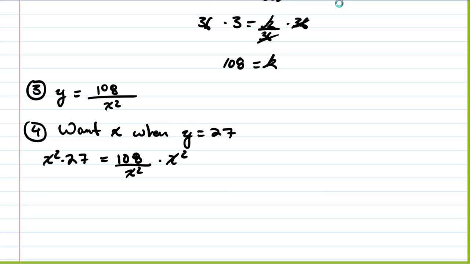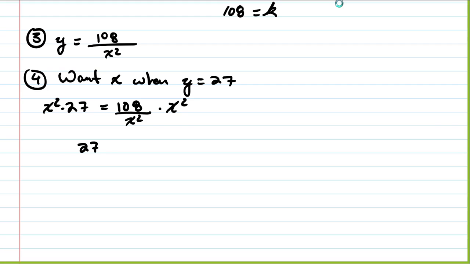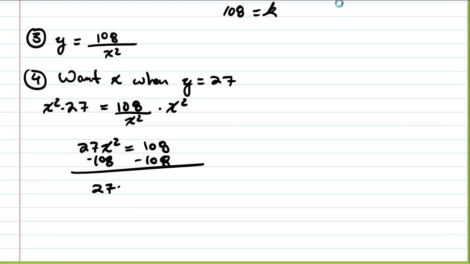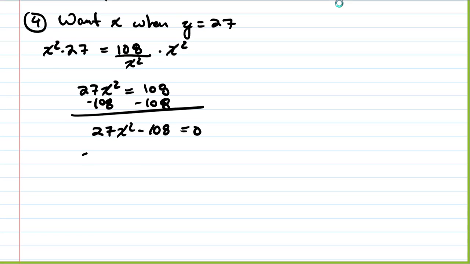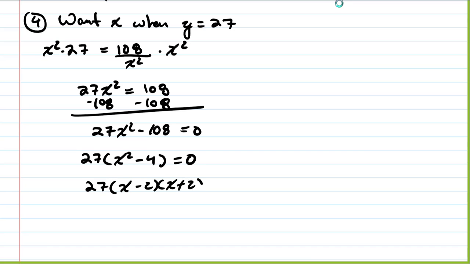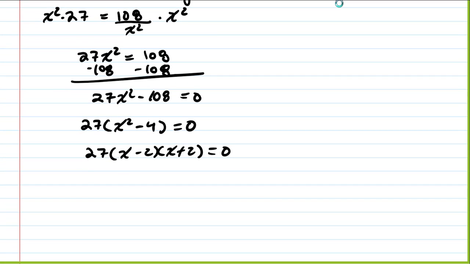So we multiply both sides of our equation by x squared, and we get 27x squared equals 108. Then we minus 108 from both sides, and we get 27x squared minus 108 equals 0. We factor out our GCF of 27, giving us x squared minus 4 equals 0. And we factor our difference of squares as x minus 2 times x plus 2 equals 0. So our two solutions are x equals 2 or x equals negative 2.